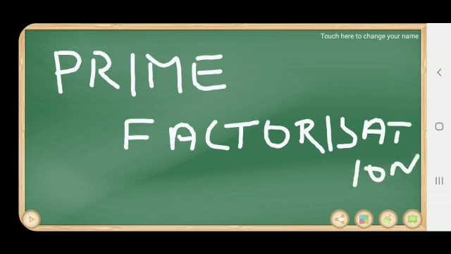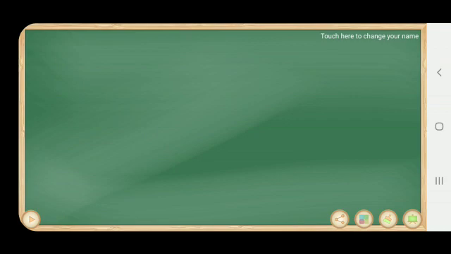Prime factorization. So, to find the HCF, we have to find the prime factors, or we are using the method that is called prime factorization. Okay, how can we do the prime factorization? Very easy. You see that?